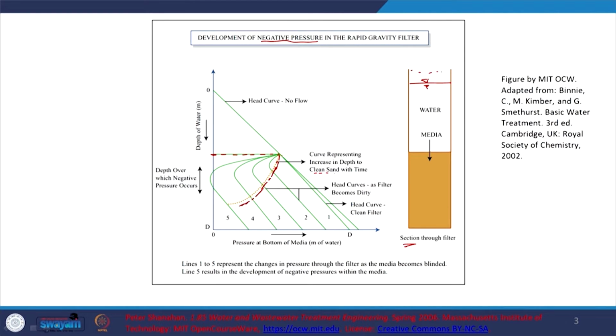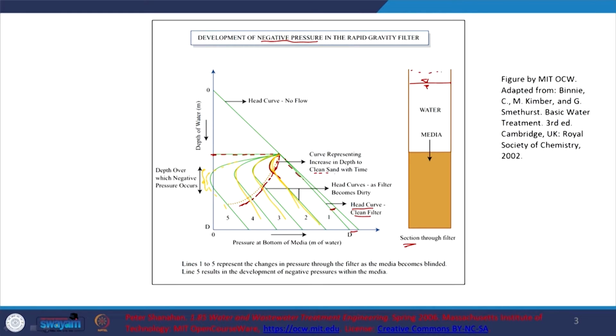So, what is going to happen during this operation? Head loss is going to increase, that is what you see. This is the head curve with clean filter. This is due to the clean filter head loss, not much depending on how you design it obviously, but as you can see here, as you are running the plant, first head loss goes something like this, and then it goes into the negative zone, right, negative pressure.